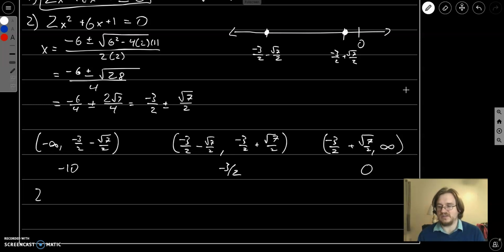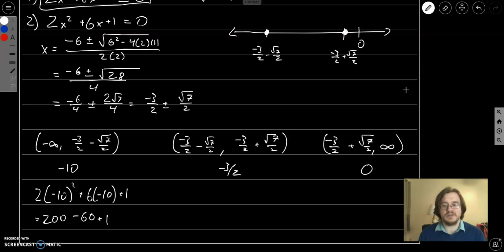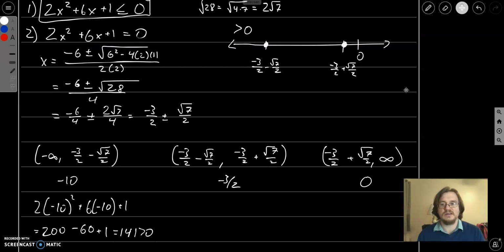So we plug it into our polynomial on the left-hand side. So this is going to be 2 times negative 10 squared plus 6 times negative 10 plus 1. 2 times negative 10 squared. Negative 10 squared is 100. So this is going to be 200 minus 60 plus 1. 200 minus 60 is 140 plus 1. Well, that's 141, which is certainly positive. So over here to the right, we are going to be positive.